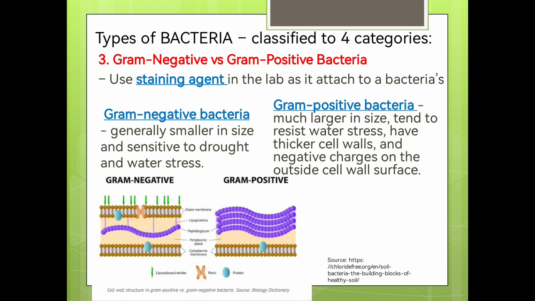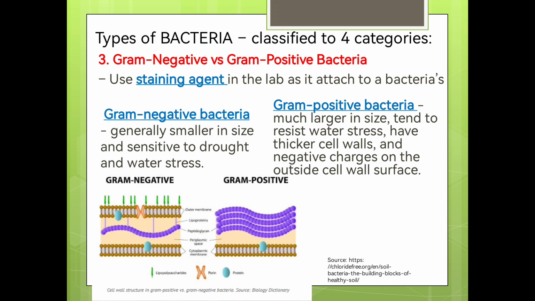So how do they determine if it's gram-negative or gram-positive? They use staining agent in the lab na nag-a-attach dun sa bacteria. So the gram-negative bacteria, they are generally smaller in size and they are sensitive to drought and water stress. Ito yung mga gram-negative. Samantalang naman, pag gram-positive yung bacteria, they are much larger in size. They tend to resist the water stress.